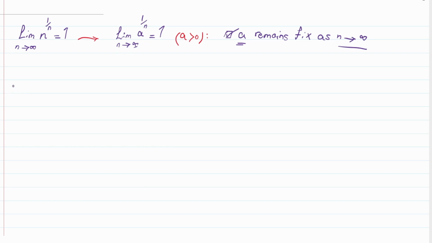Now let's prove this expression. We can define a to the power of 1 over n with a new variable like y.